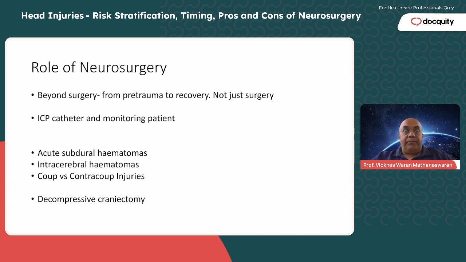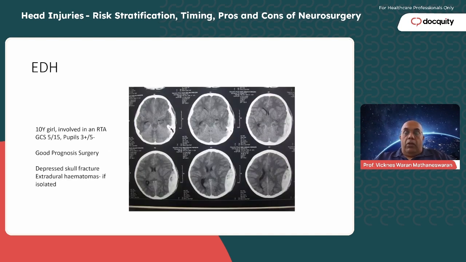Okay. So this is a scan of a 10-year-old girl. This was years ago that I did. She came in with a GCS of 5, one pupil not reactive. But she had a skull fracture with an extradural.